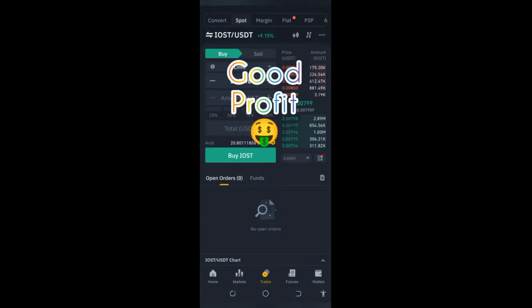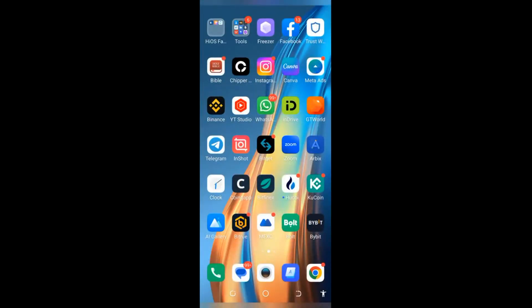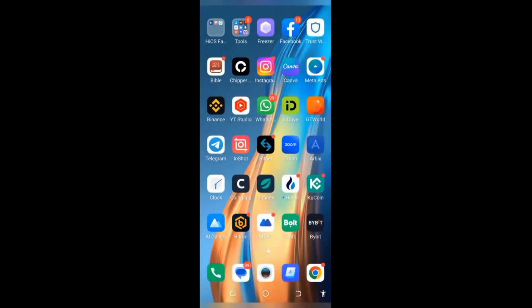Let's check what the profit is. The profit is, let's check it out, 20 times, is it 4%? Yeah, 4% gave us 80 cents. Beautiful. So that was a good one.